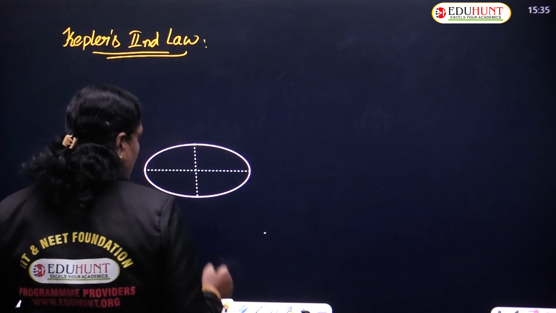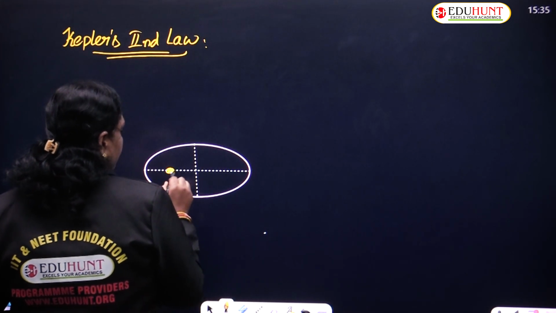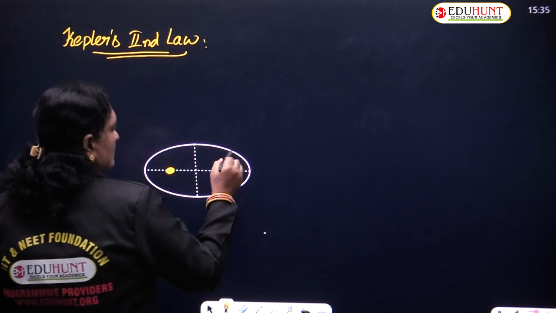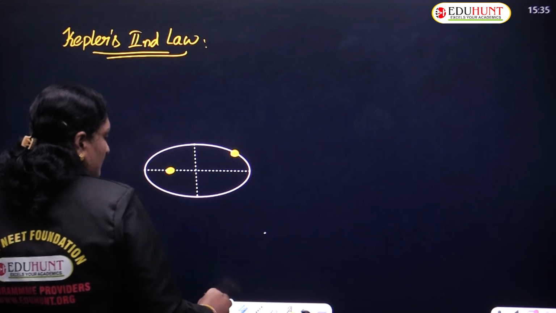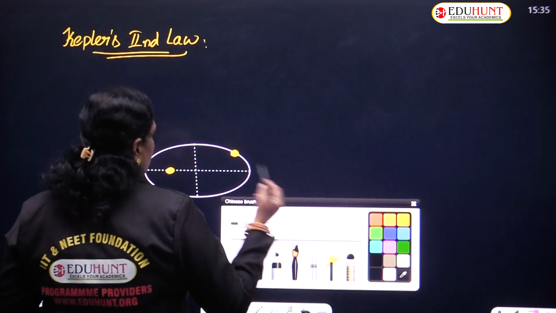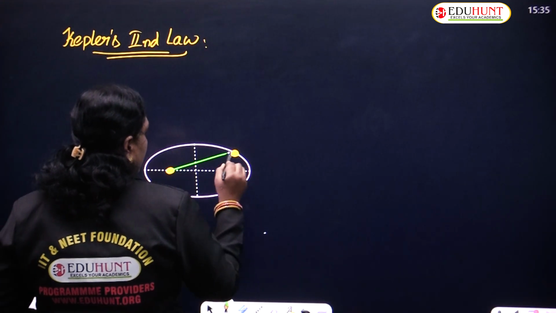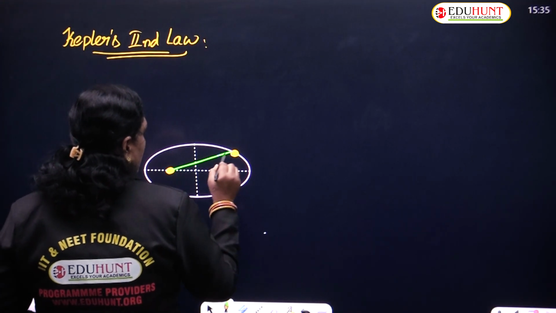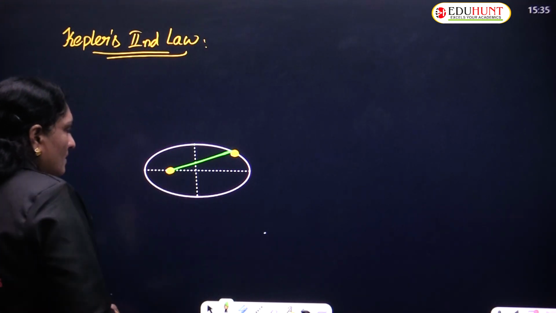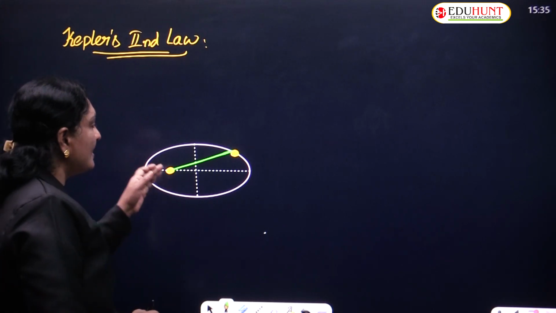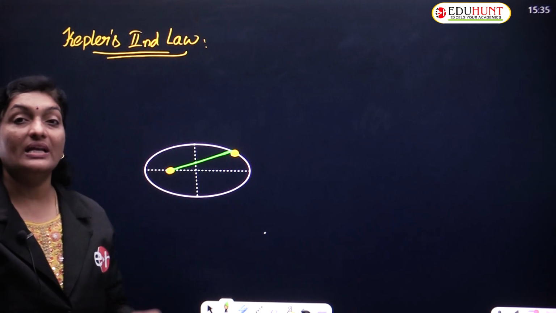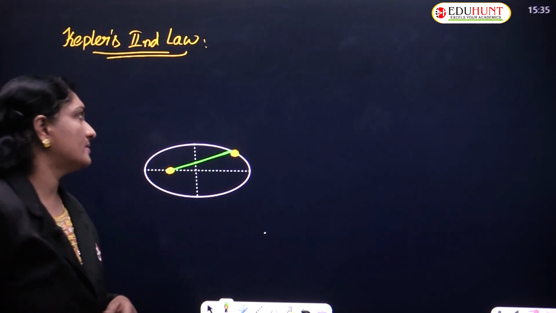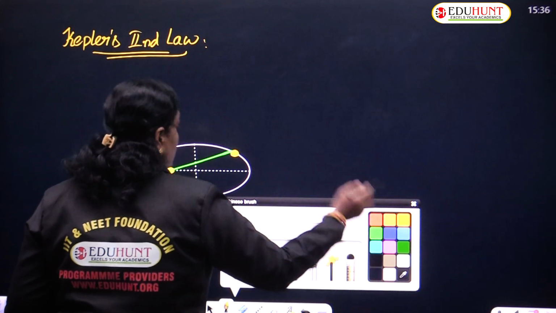Here we have the sun at one focus, and this is your planet. The line joining the sun and the planet. So this is the line joining the sun and the planet. So what this says is the line joining the sun and the planet sweeps out equal areas in equal intervals of time. Let me write down the statement.